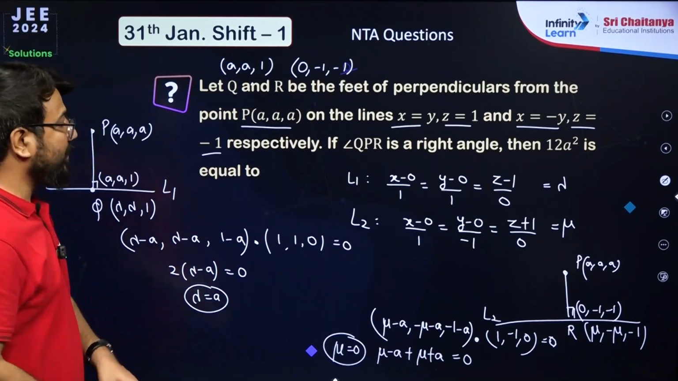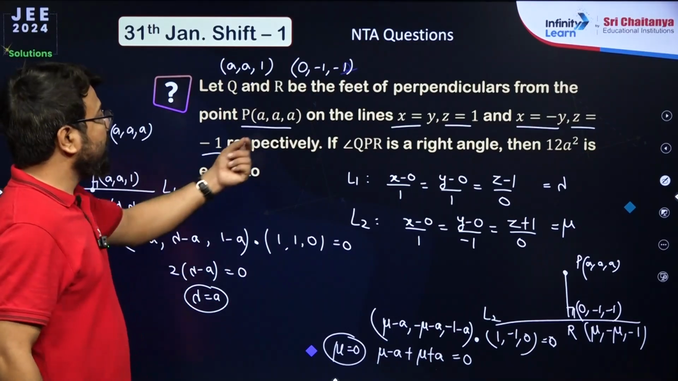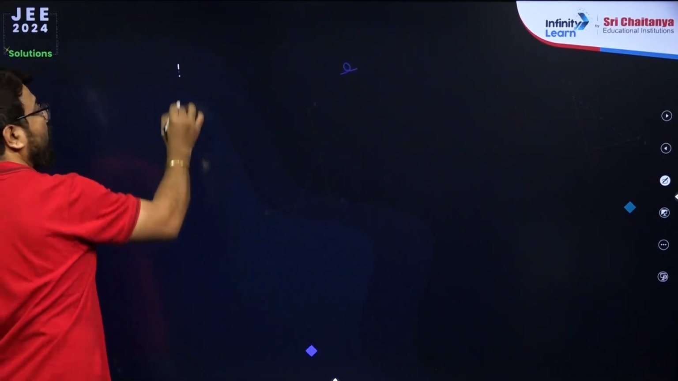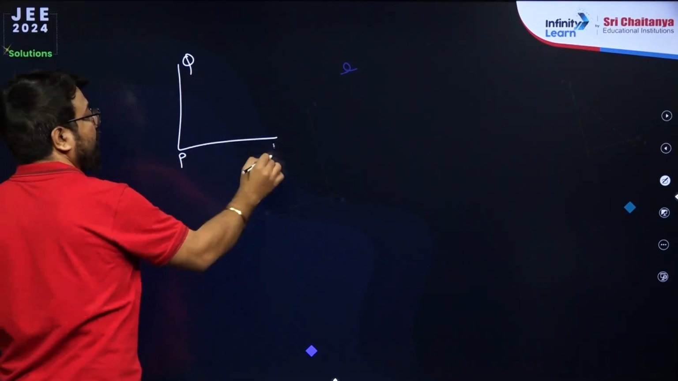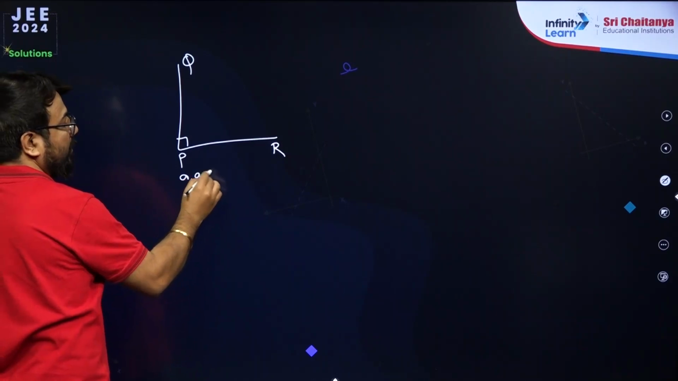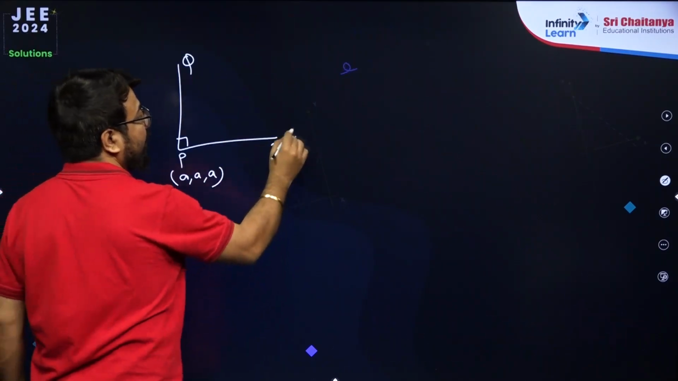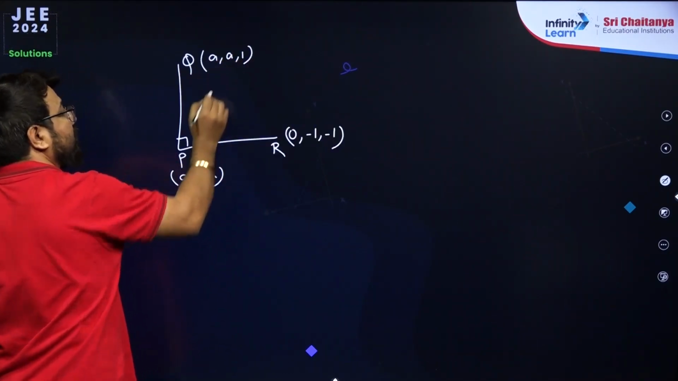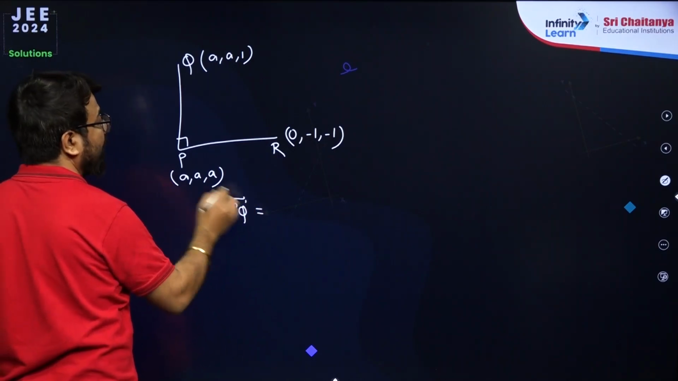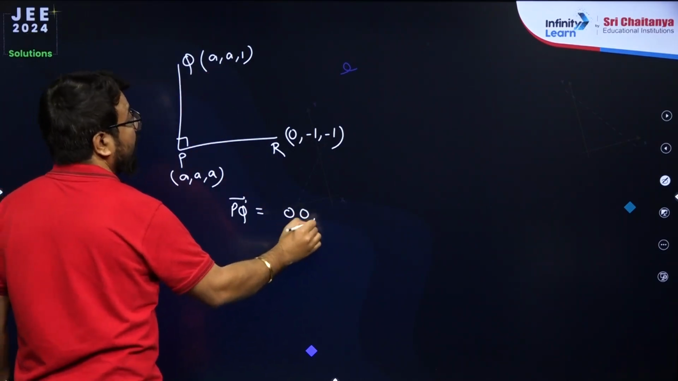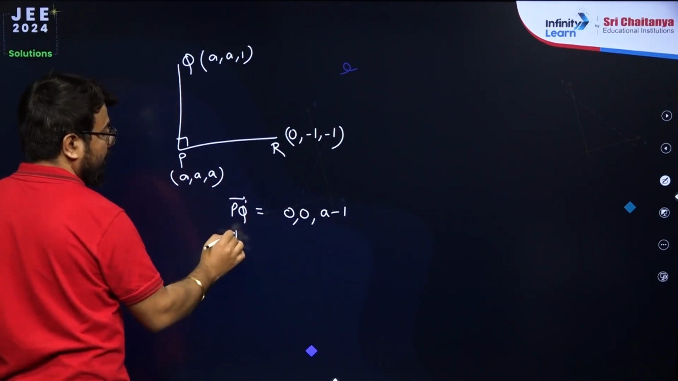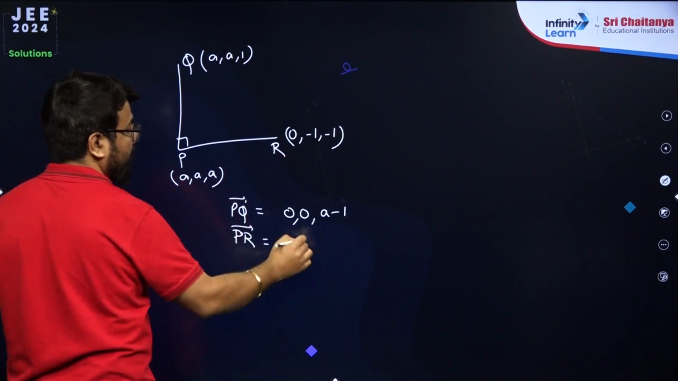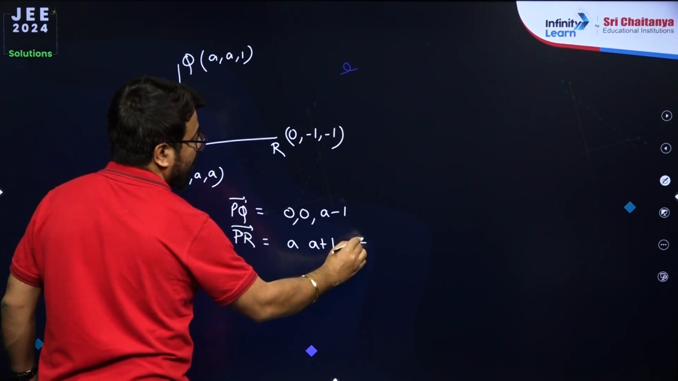After that, what are they asking us? They are giving one more piece of information: QPR is a right angle. P is (a,a,1), you already know. R you have got as (0,0,-1). You have got Q as (a,a,1). So let us find the PQ vector. PQ vector will be (0,0,a-1). Let us find the PR vector. PR vector will be (a+1, a+1, ...).